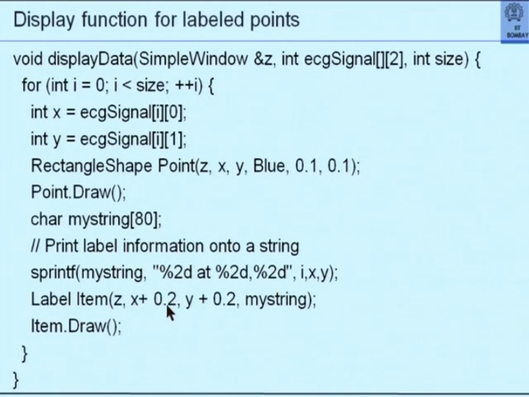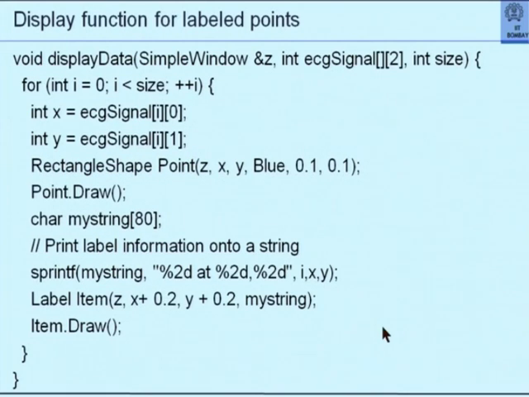This is not the bounding box that you write in the text, but this is the starting position where you want this label to appear. What you are defining is that if my point was somewhere here, then just below it I want to write this string. So it says x plus 0.2, y plus 0.2, my string. So this string will appear there.